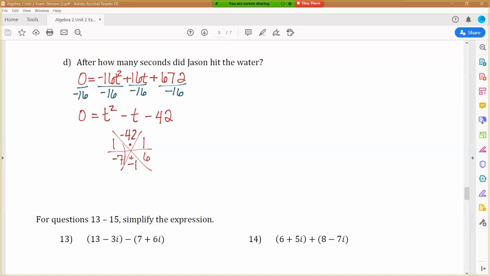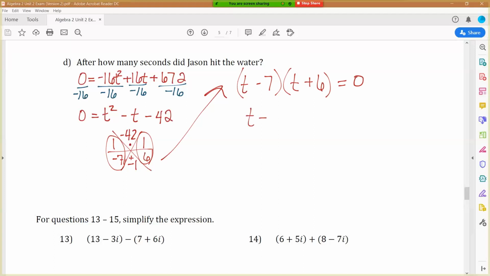So my two factors are going to be these two fractions, and because there's 1s on top, I know that I can't reduce. So I'm going to go up here. So I have t minus 7 and t plus 6 equals 0. I have two factors being multiplied together and their product is 0, so one of them has to equal 0. When I set these both equal to 0, I get t equals 7 and t equals negative 6.